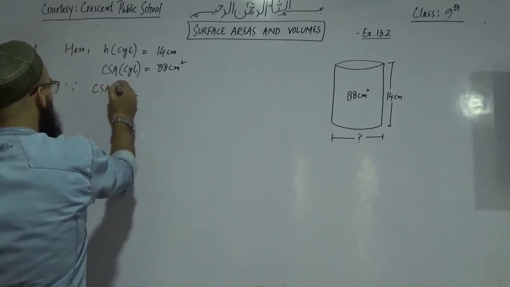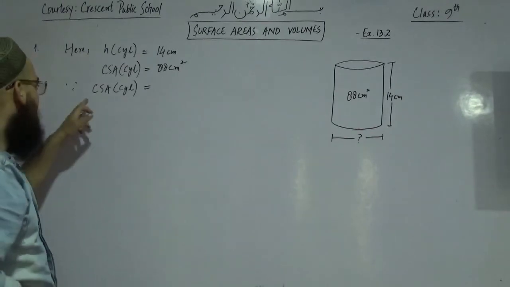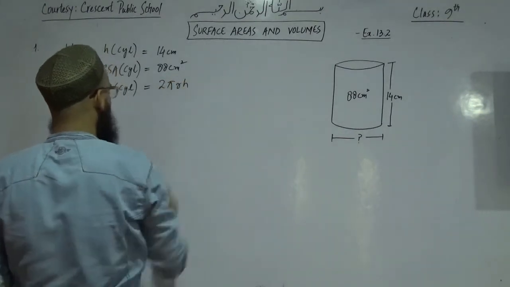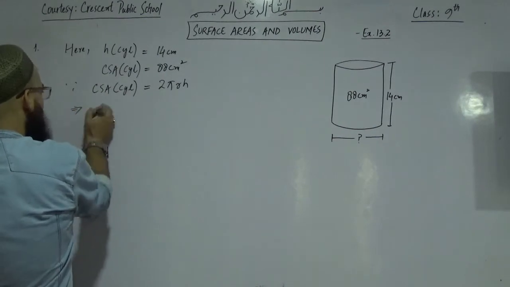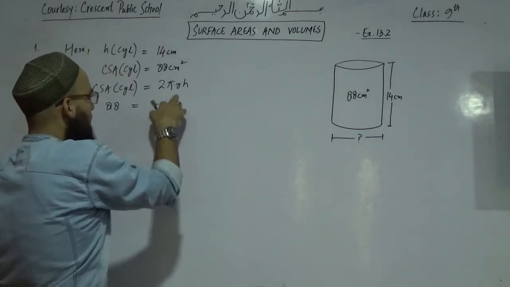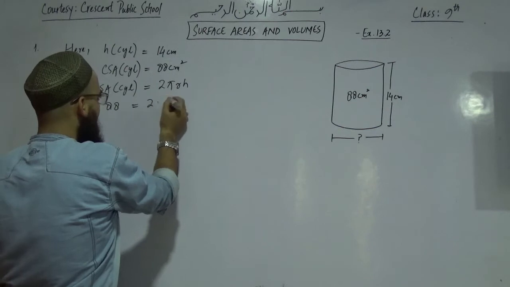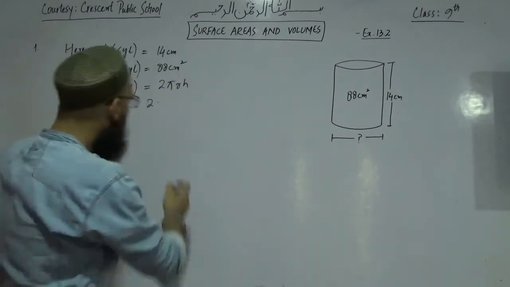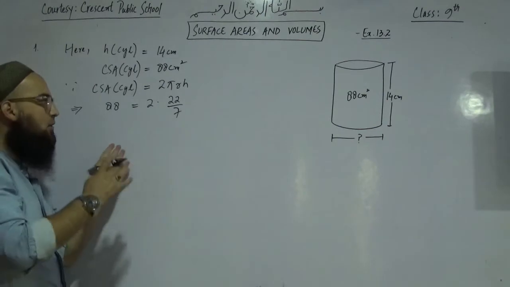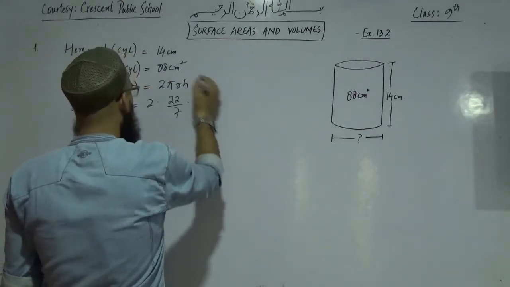Since we know the curved surface area of cylinder, we know the formula for finding it. You can refer to the previous videos of this very chapter. Curved surface area of cylinder is equal to 2 pi r h, which implies 88 is equal to 2 times pi times r times h. You can take pi as 22 by 7 unless stated otherwise, like 3.14 or something like that. 2 pi r, we don't know r, and h is 14.